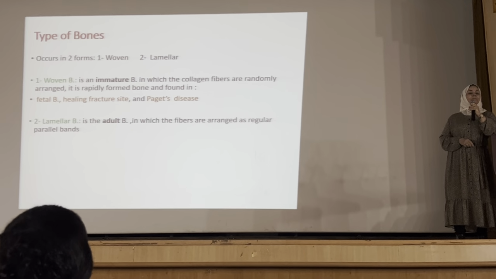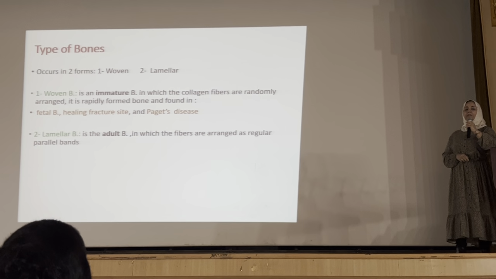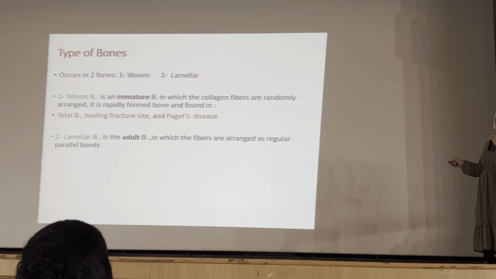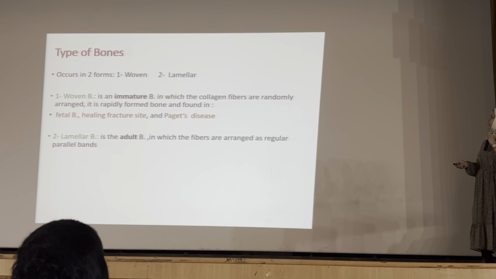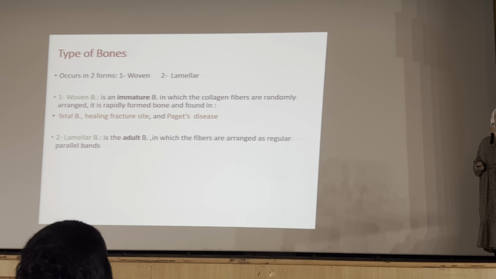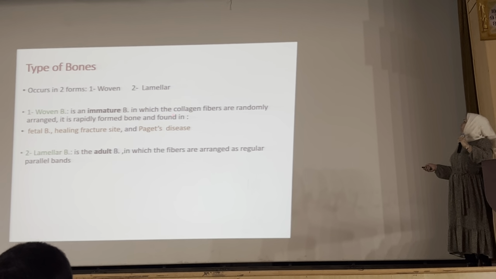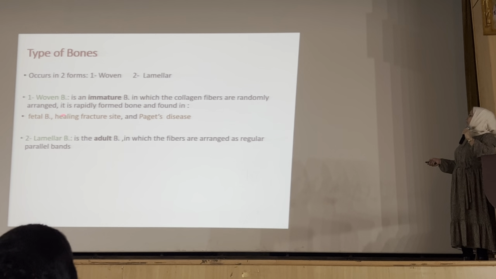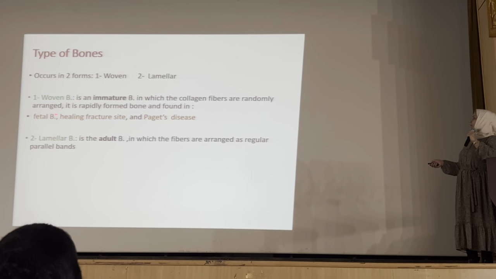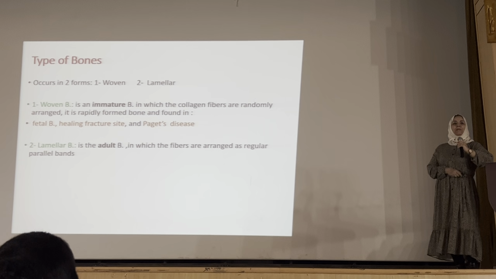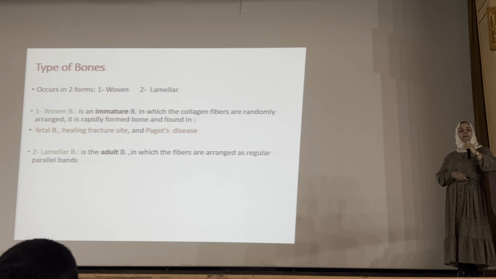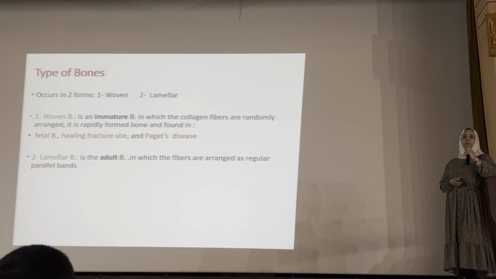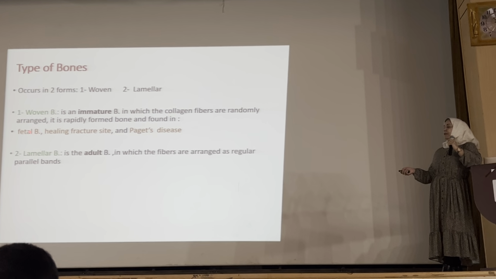Types of bones. There are two types of bones: woven and lamellar, or adult. You can write here adult, mature bone. Woven bone is immature bone, in which the collagen fibers are randomly arranged, not in a regular way, and rapidly formed bone is found in these locations. They are found in the fetal skeleton, fetal bone.